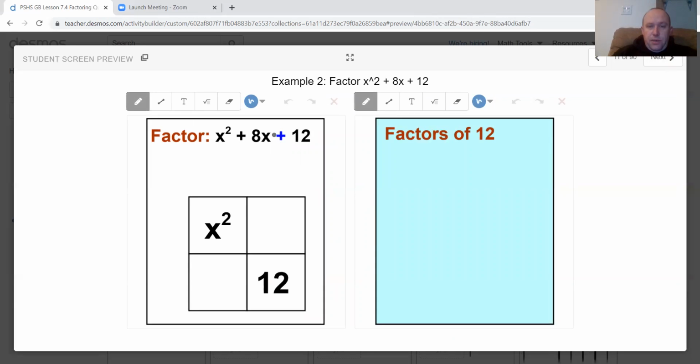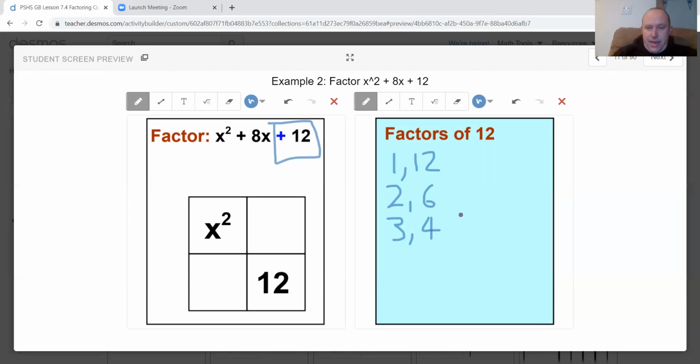So this time, I'm focusing on this last part again. It says plus 12. So I know that it has to multiply to make 12, and I know it has to add to make this middle number here, which is positive 8. So for 12, I know I can have 1 times 12. Notice how I'm kind of going through these in order as well. So 2 goes into 12 6 times, so 2 and 6. 3 goes into 12 4 times. And after that, it goes 4 and 3, which is the same thing. So I'm going to stop at this point here.